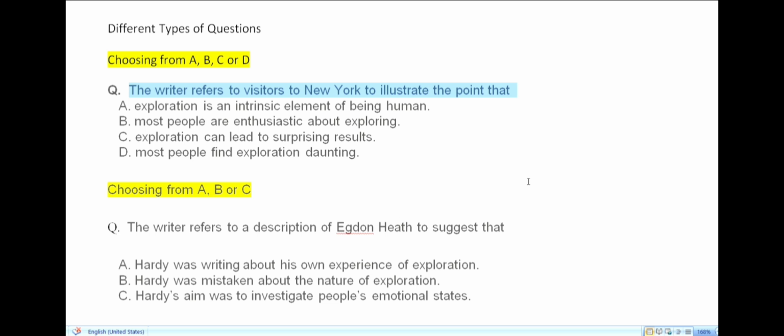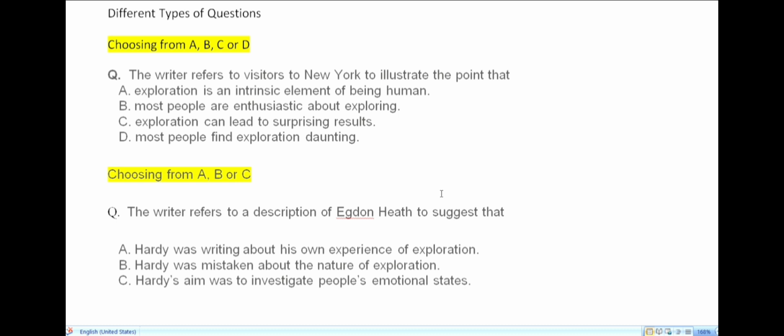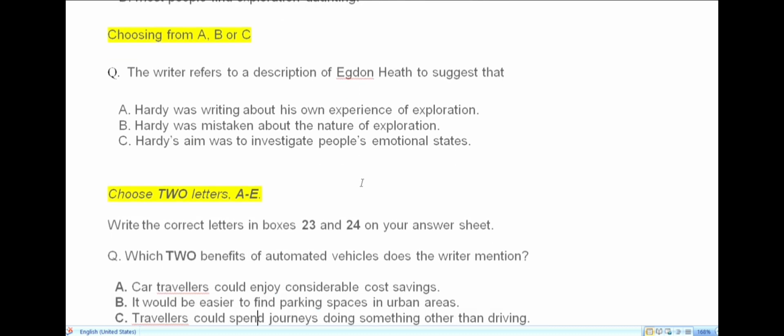So here, what do we have? We have a question and there are 4 options. We have to select one answer from this. Similarly, we have a question and here we have only 3 options. That is choosing from 3 options, and this is choosing from 4 options. Following this is another question type where the title is like this.